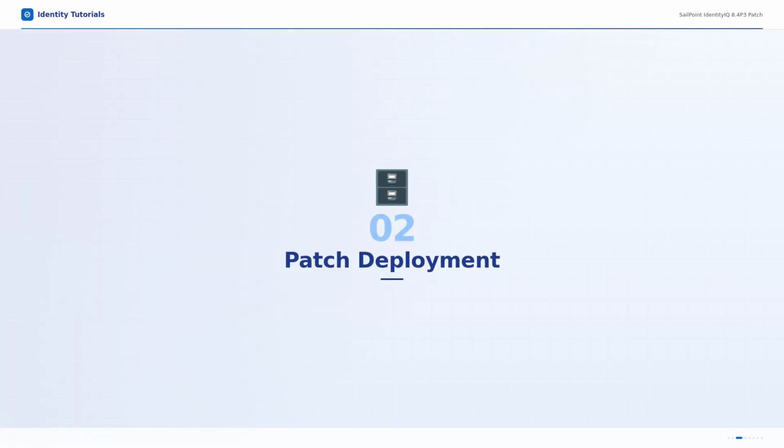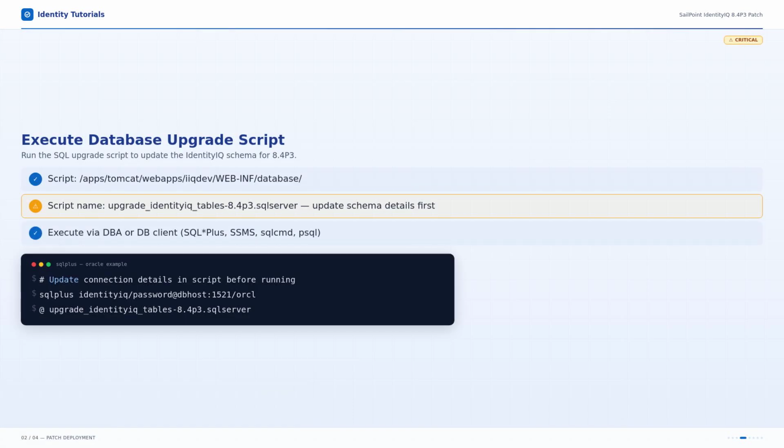Now, Section 2, Patch Deployment Steps. First, execute the database script. Navigate to /apps/tomcat/WEB-INF/database. Use the SQL Server script named upgrade_identityiq_tables-8.4P3.sqlserver. Execute it through SSMS.